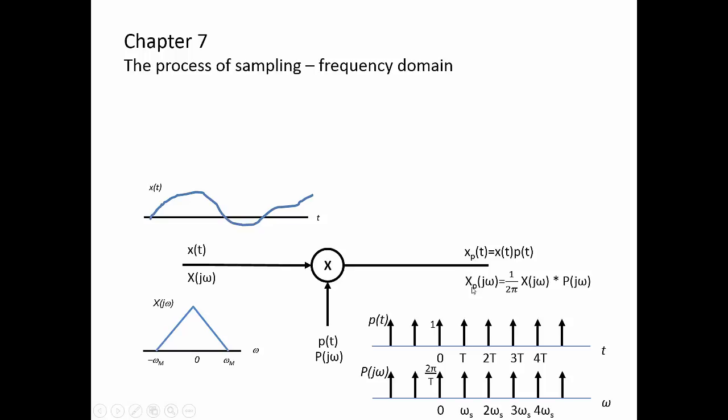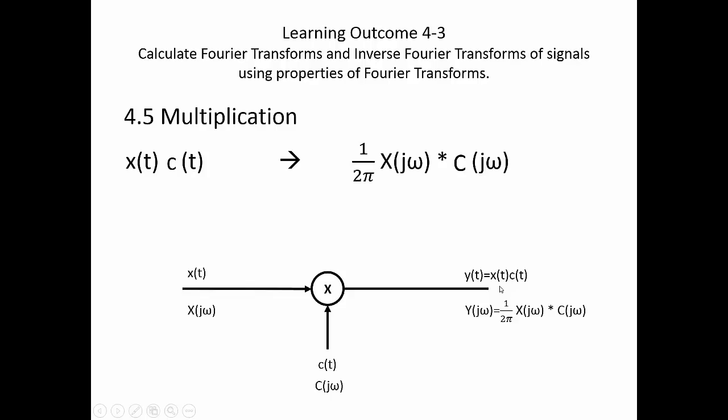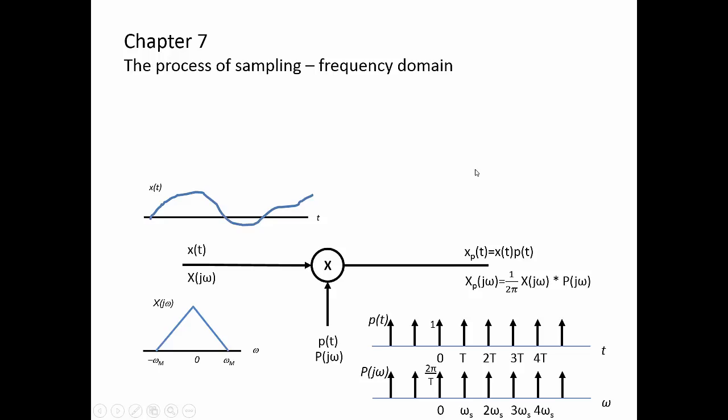Our xp of t will have an xp of j omega. We saw in Learning Outcome 4.3, Properties of Fourier Transforms, that the product of two signals in time will have a transform that is 1 over 2 pi times the convolution of their two transforms. And we use that here to say that the product of x of t and p of t in the transform domain will be 1 over 2 pi times x of j omega convolved with p of j omega.